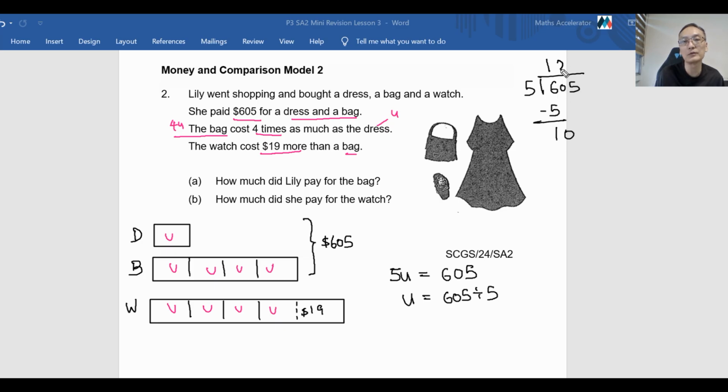10 is 2 times 5. 2 times 5, 10. Minus, it left 0, bring down the last 5. That is 1 times 5. And we have completed and we arrived at 1 unit is equal to 121. In part A, we need to find how much Lily paid for the bag. So we know that the bag costs 4 units. So we take 121 times 4.